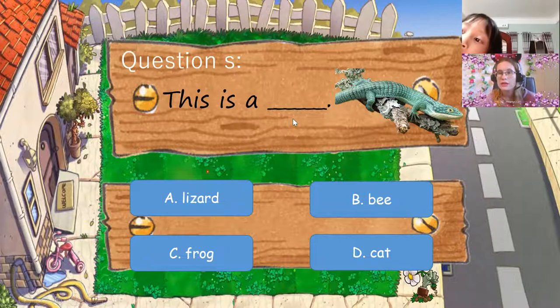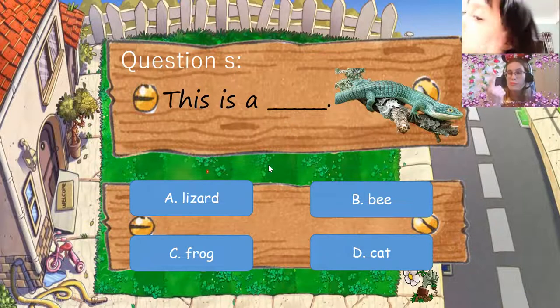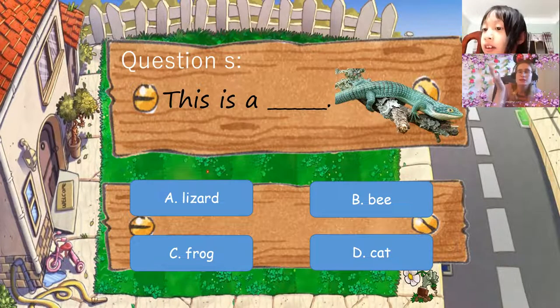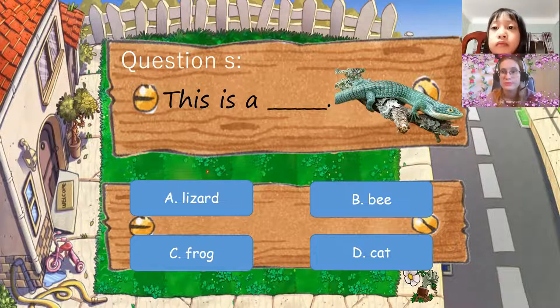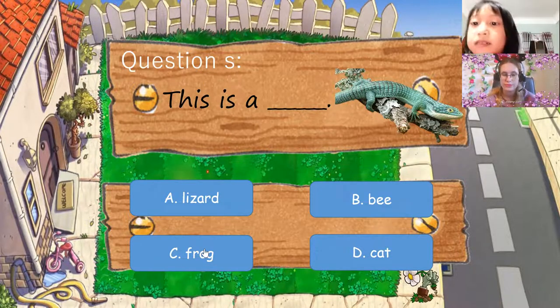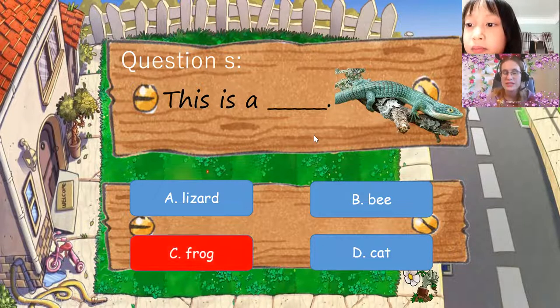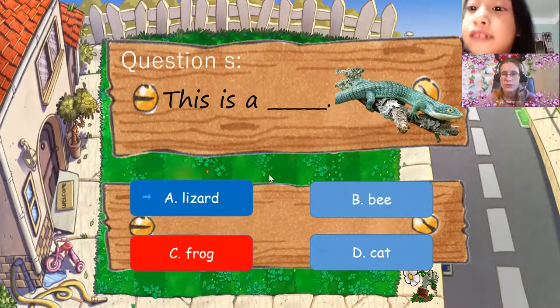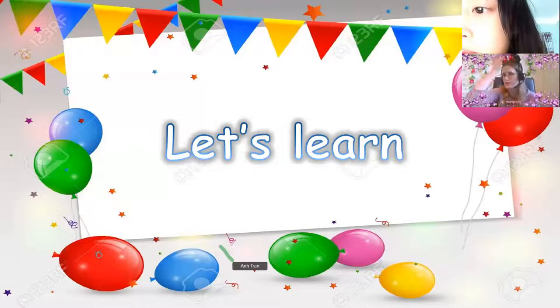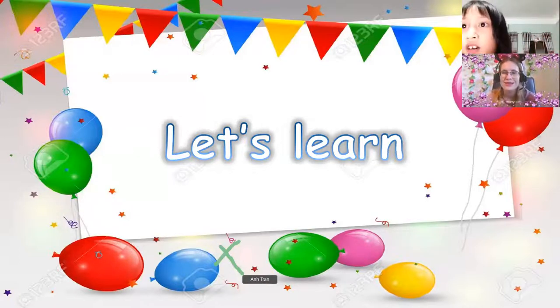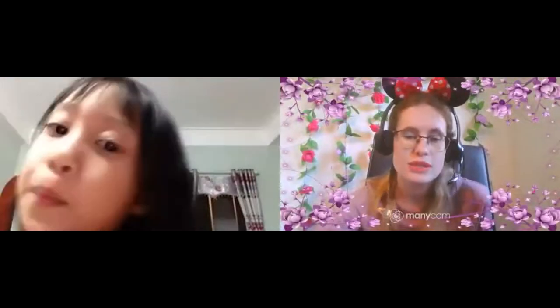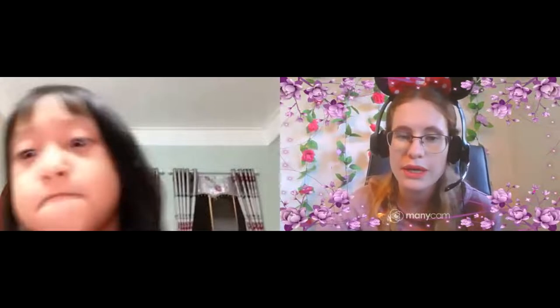This is a lizard, a bee, a frog, or a cat. What is it? It's a lizard. Lizard, yes. Okay. No points. Just 2 stars. Oh, no. It's okay. So let's try to get some more stars. All right. So let's get our stars up here.